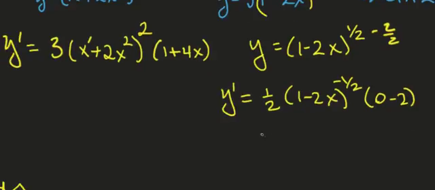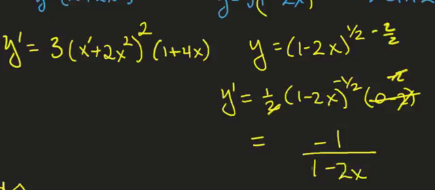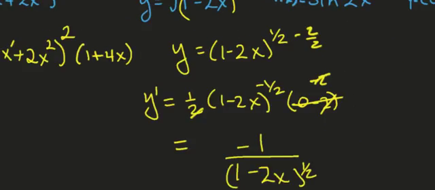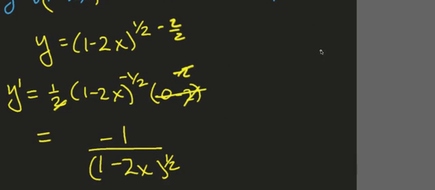So at that point, we can rewrite it: the 2 and the negative 2 cancel, because 0 minus 2 is negative 2. So we're left with negative 1 over 1 minus 2x to the 1/2. All right? Okie dokie. Let's look at sine 2x.